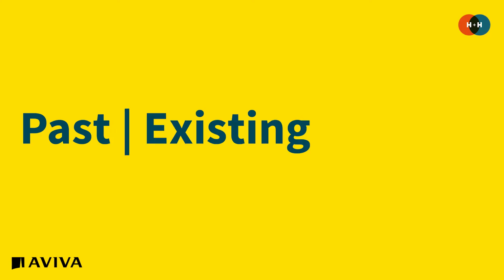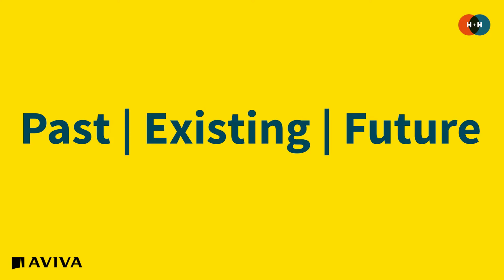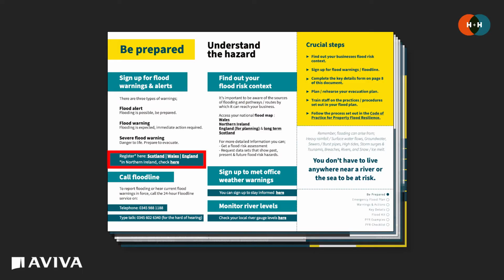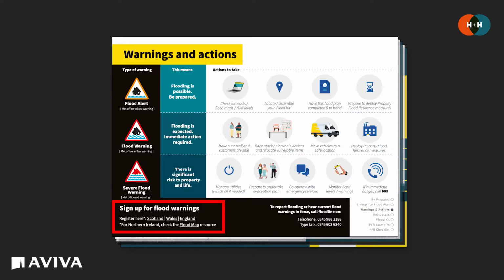And whilst flood maps and flood risk datasets can show us some of the past, existing and future flood risks in an area, flood warnings help keep us informed with updates on the severity of an event and when to prepare, when to take action, and how to avoid danger to life. And again, we've listed the links for how to sign up for flood warnings within the flood plan and alongside this episode. And you'd also want to either locate or assemble a flood kit. And we'll talk in a moment about what that kit could contain.